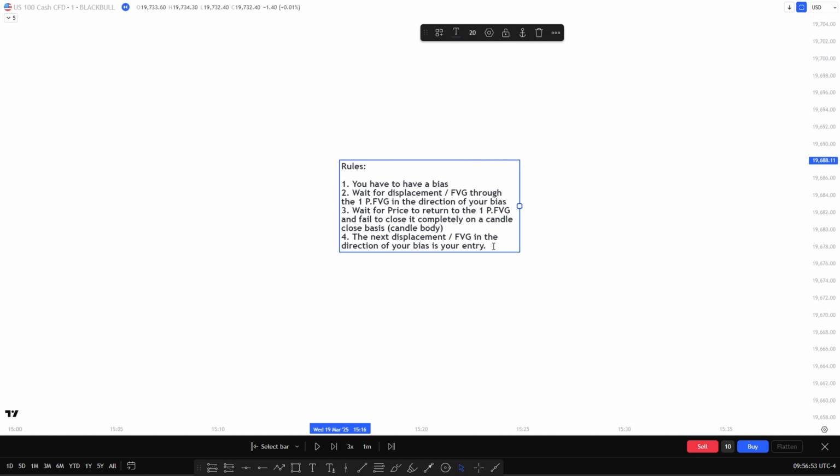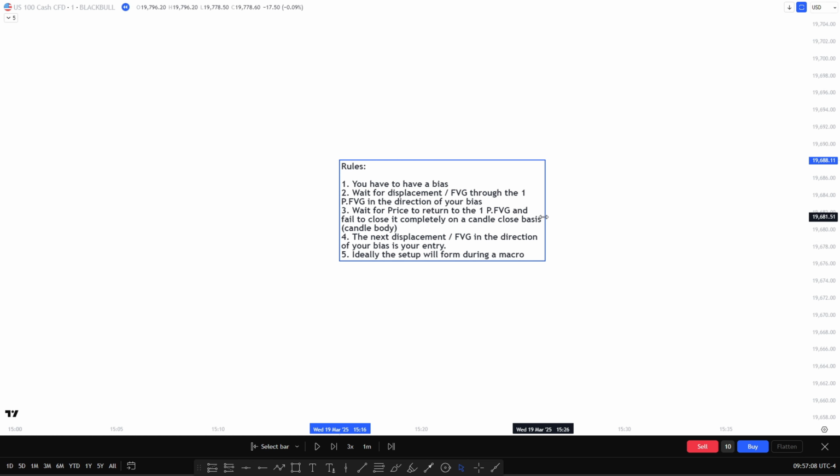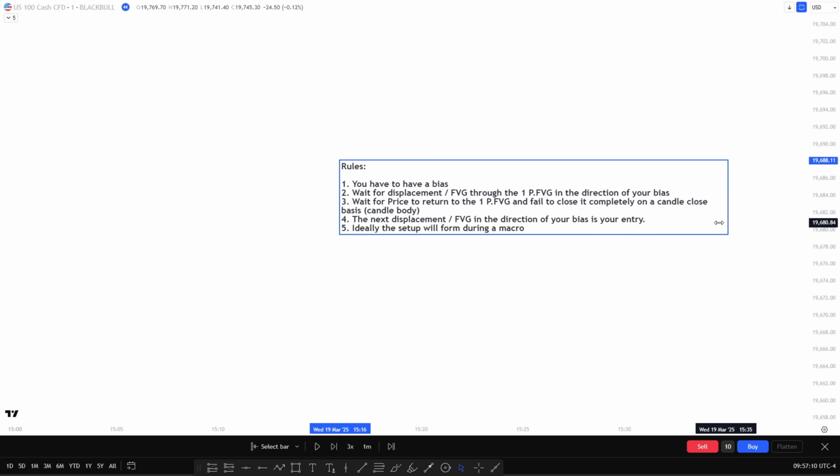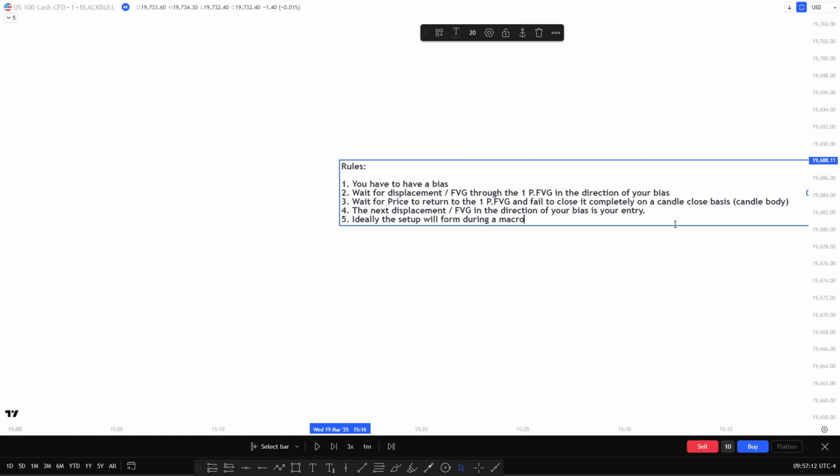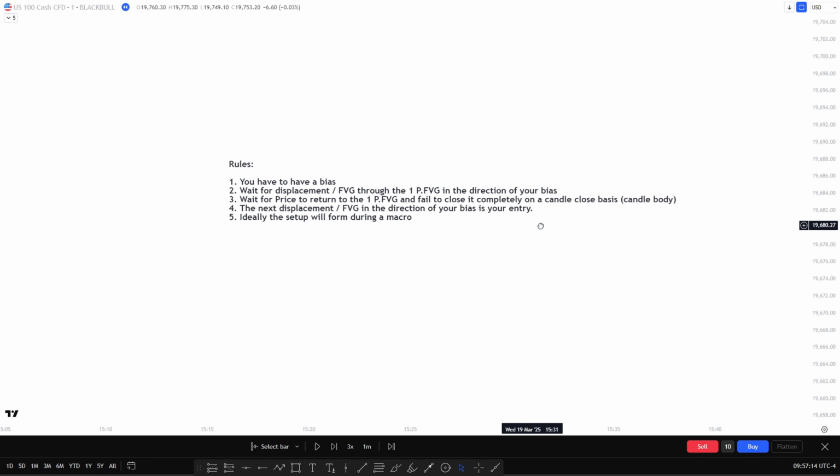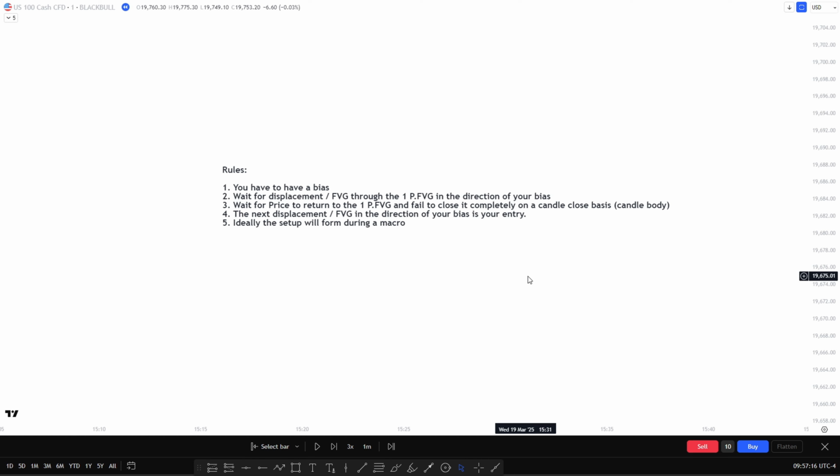Four rules. Okay, let me add a fifth one. Ideally, the setup will form during a macro. That's not even mandatory. Okay, these are your rules.